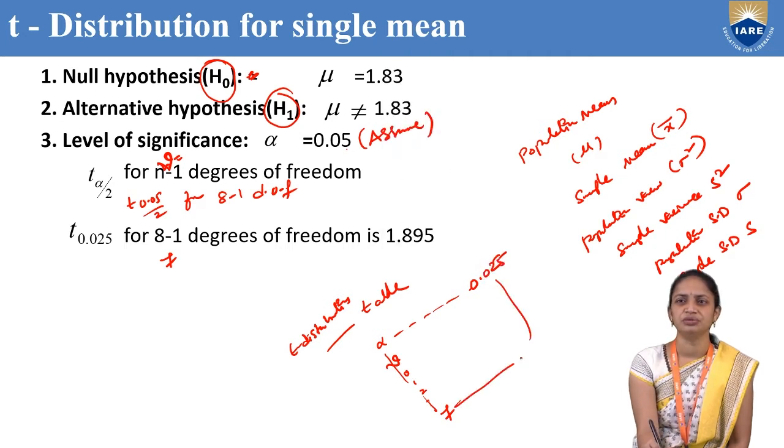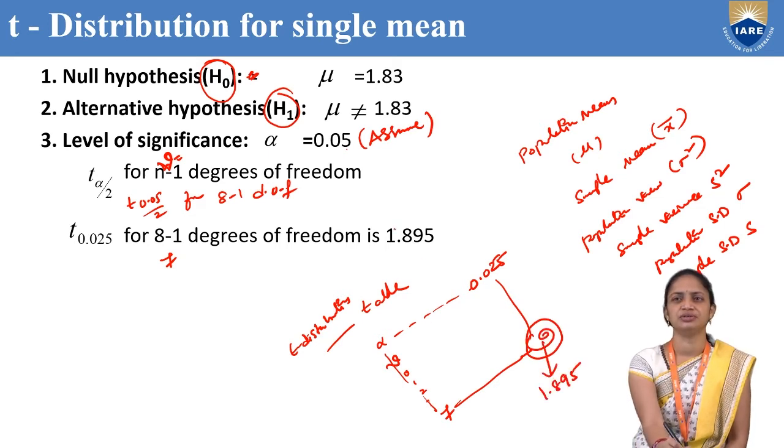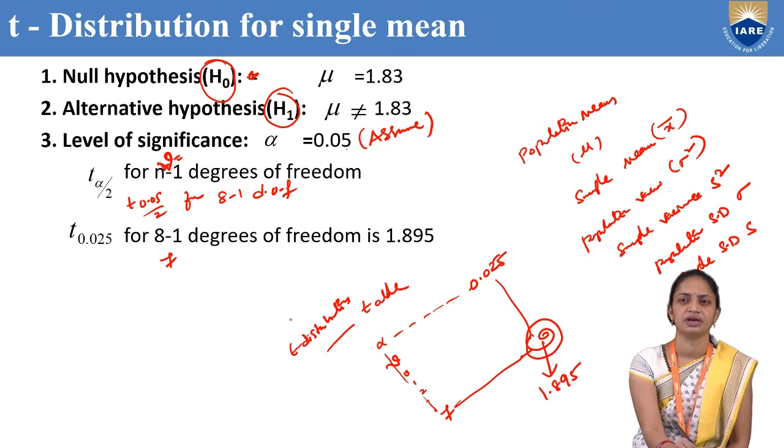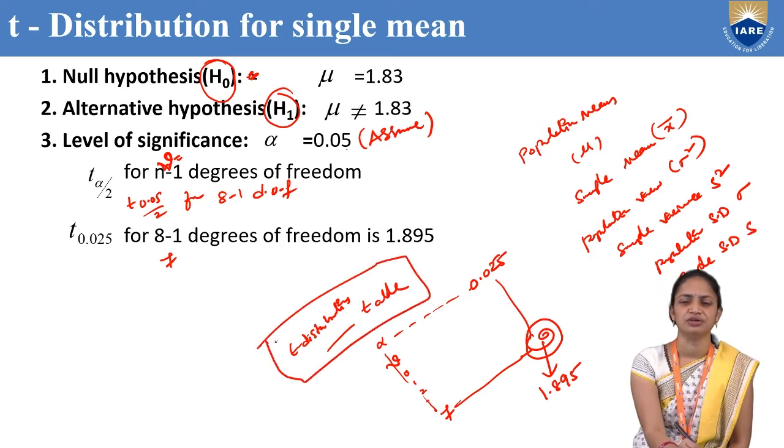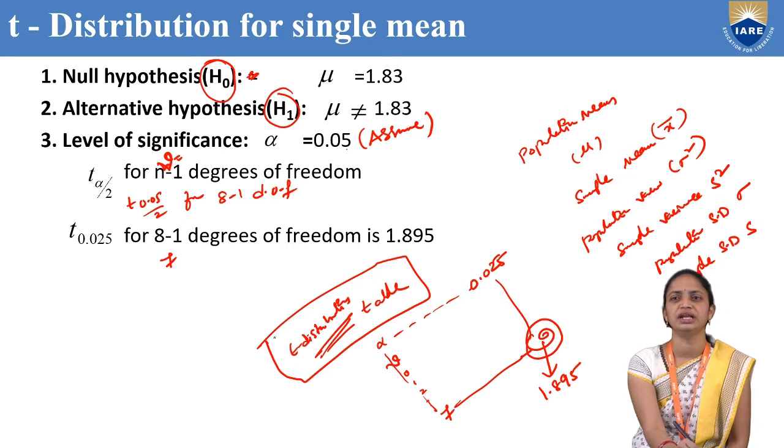So this value is 1.895. We have to take this value from the t distribution table, the Student's t distribution table. From that table we can find the value 1.895.